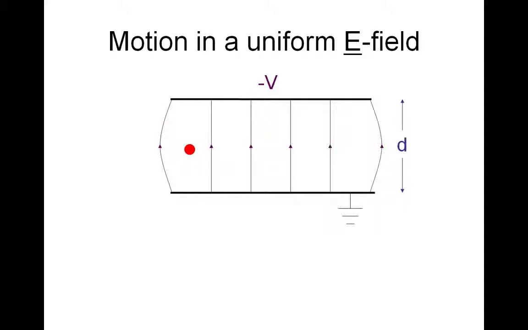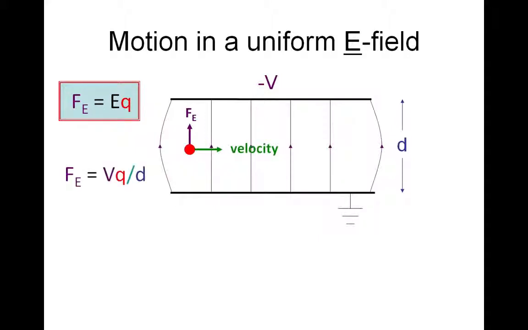Here we have a positively charged particle entering the field with a velocity to the right, and the electric force acting on it is upwards. And that force is equal to the field strength E times charge Q. Now field strength is V over D, so the force is VQ over D, D being the separation of the plates.